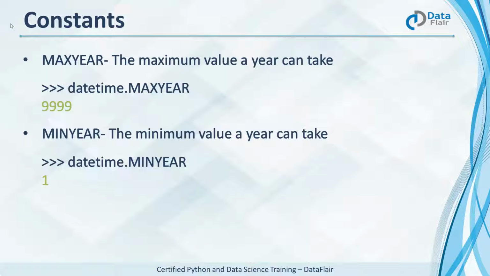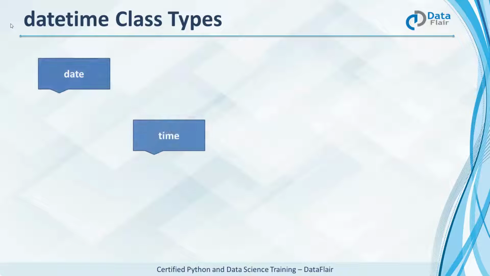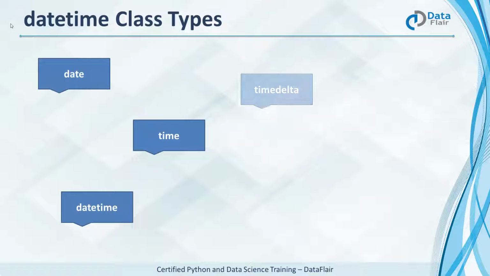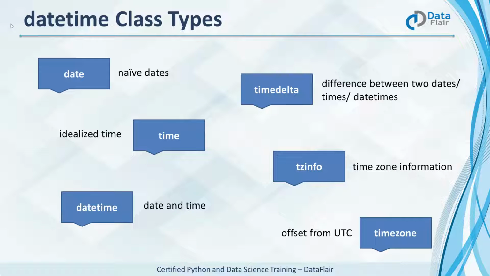MAXYEAR is the highest value of year. The year can be 9999 at the most, and at the min it can be the year 1. The datetime module has 6 classes in it: date, time, datetime, timedelta, tzinfo, and timezone. These handle different things, like date is for naive dates, and tzinfo is for time zone information.